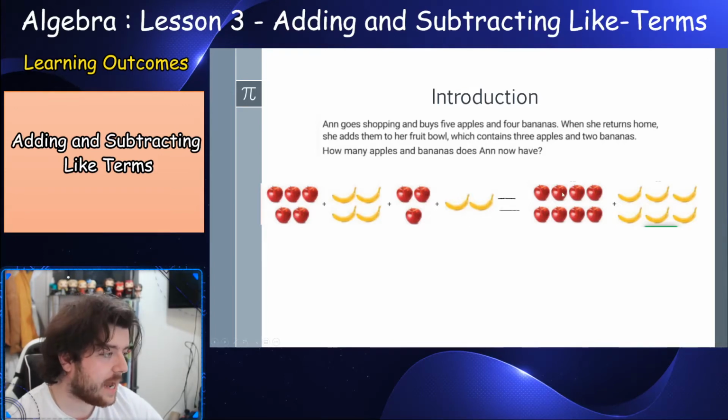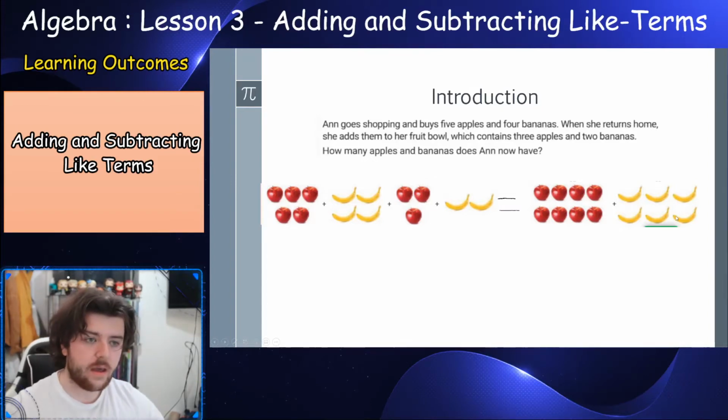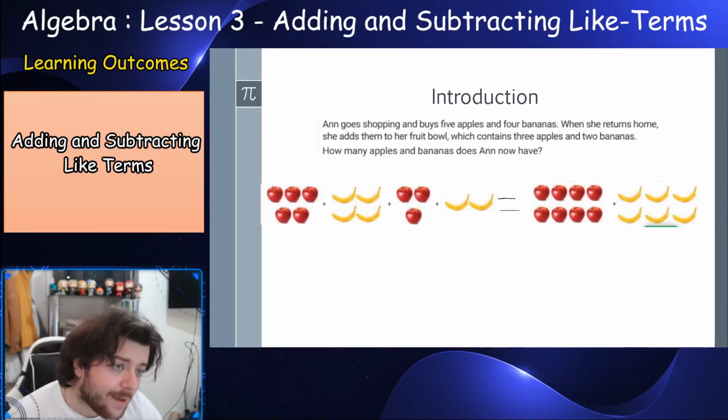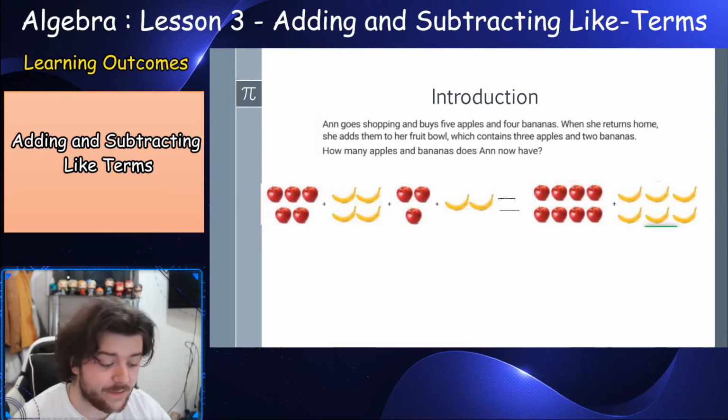So how many apples and bananas do we have? Well, I'm going to have 8 apples at the end. I'm going to have 6 bananas. So you see how I don't add apples and bananas together, because you can't do that, because they're not the same thing. And that basically applies to variables as well.